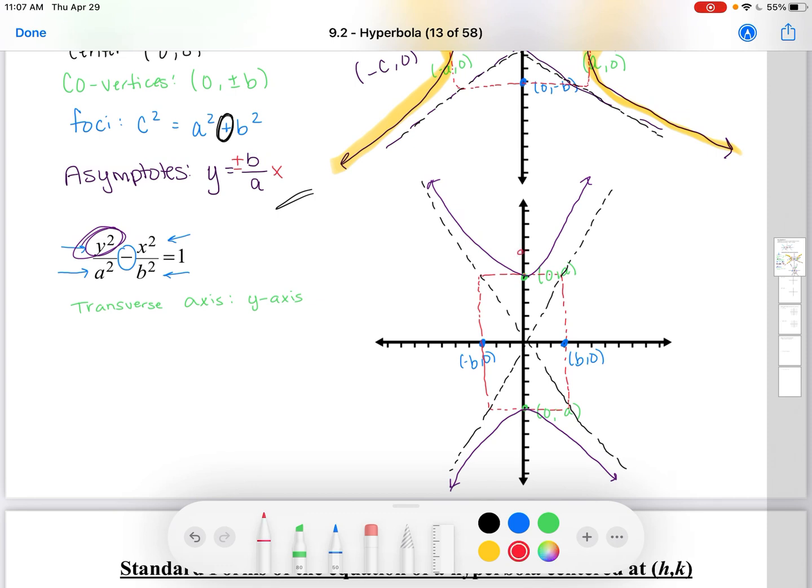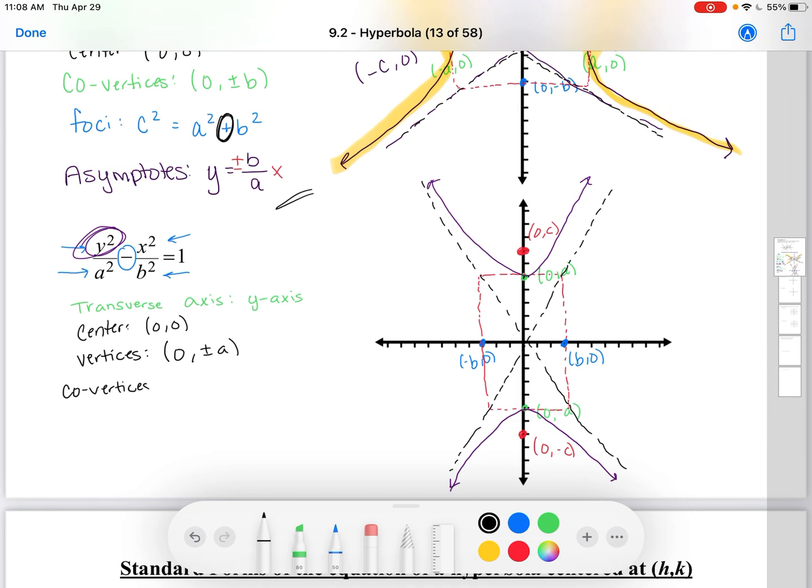And last but not least, we will have our foci, and this time they will land on my transverse axis, which is the y-axis. Always using the letter c from the center. Key points, again, we have a center point. In this case, we had 0, 0, because there was no changes, no shifting. We're going to have vertices where our hyperbolas are going to touch, and that is the y-axis. So we got 0, comma, plus or minus a this time.